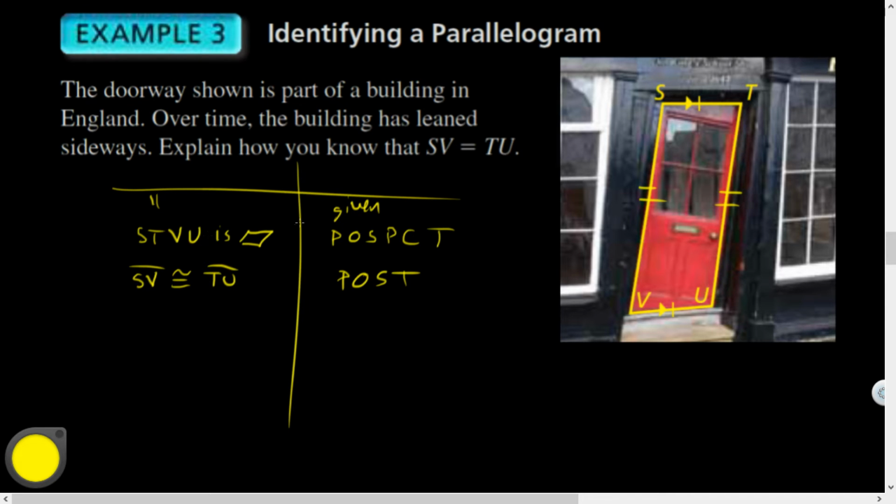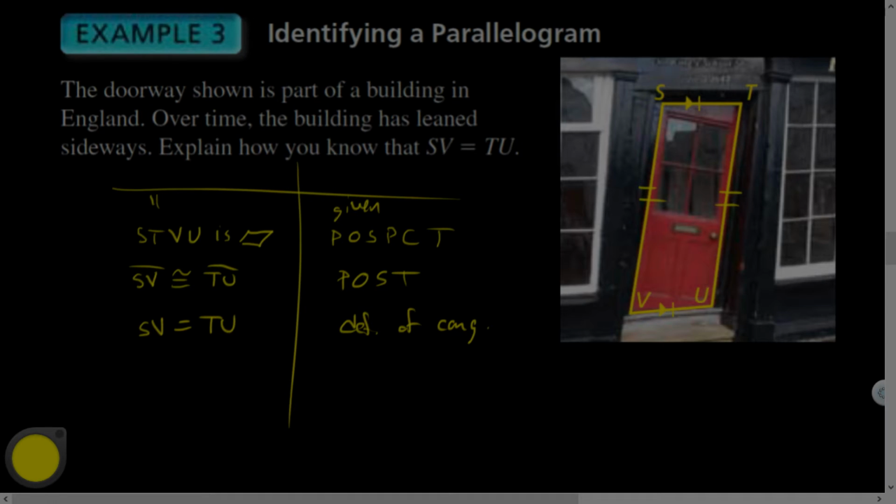All right, once I already know this is a parallelogram, now the properties from yesterday apply. And then because those are congruent, their measures are equal by definition of congruence. There you go. So if you're the carpenter who has to build a new door, now you are able.